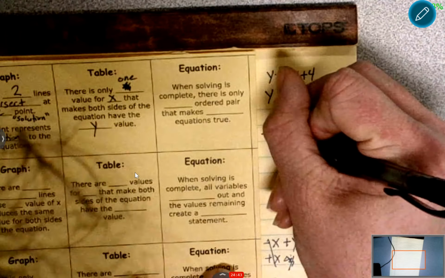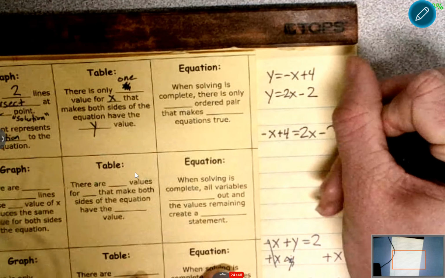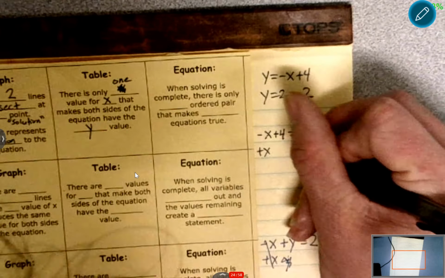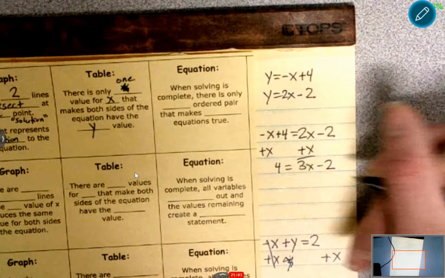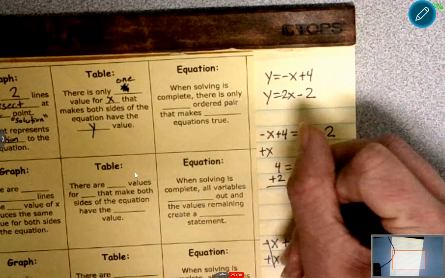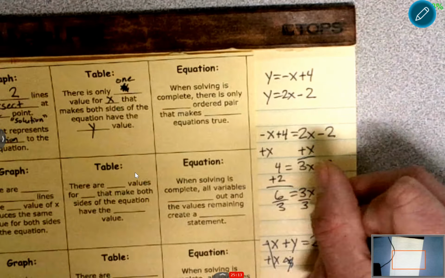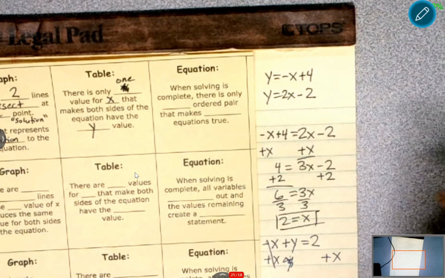So if I replaced y with negative x plus 4, now here's a third way I could potentially find my solution. I can solve it. If I add x on both sides, I get 3x, and then I have 4, and I have negative 2. And then if I add 2 on both sides, I get 6 equals 3x. And then if I divide both sides by 3, I get 2 equals x, or my solution is 2.